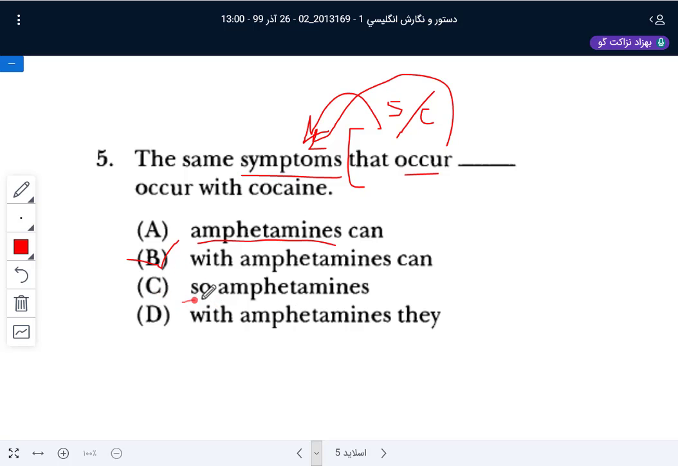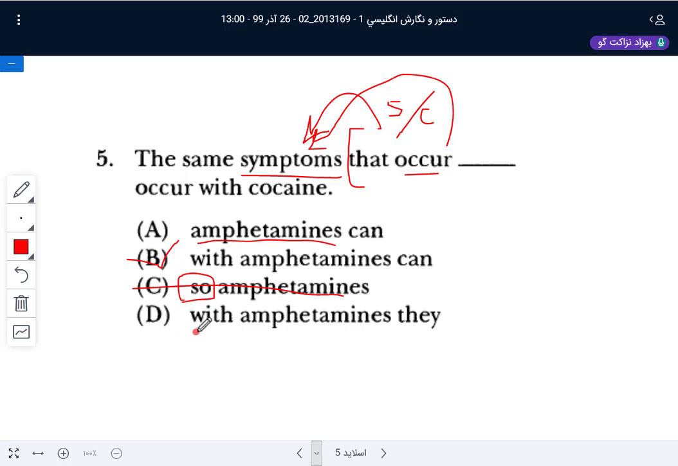So is a coordinate conjunction and it comes between two main clauses. But here I don't see any main clause. So this is not acceptable.